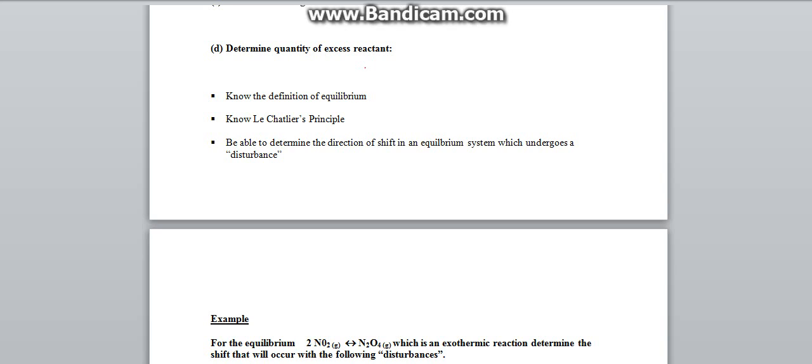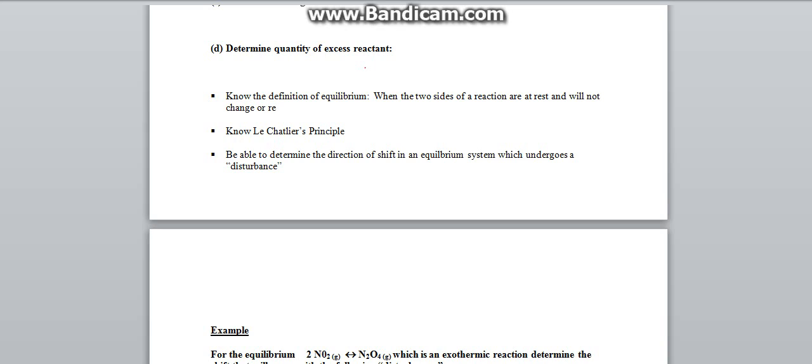Oh, I know this, I think. This is when the two sides of a reaction are at rest and will not change or react unless there is something with the singer. Thus there is an outside factor.